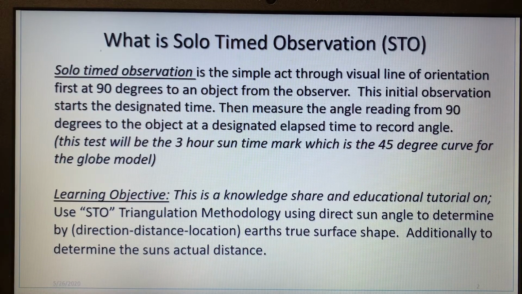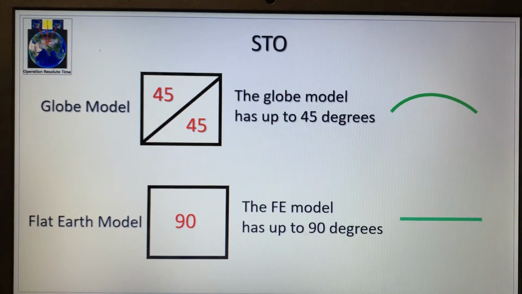The learning objective. This is a knowledge sharing educational tutorial on the use of STO, triangulation methodology, using direct sun angle to determine by direction, distance, location, Earth's true surface shape. Additionally, to determine the sun's actual distance. And when we apply STO, we're going to apply it to the globe model and the flat Earth model.